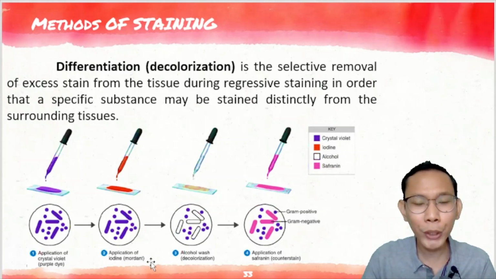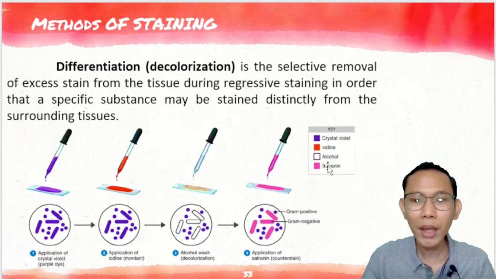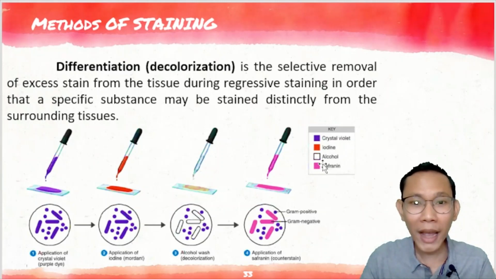The function of the mordant is that it will serve as a bridge between your tissue and your primary stain so that a reaction will occur. So that's the purpose of iodine. Next, alcohol. Dito na yon gusto kong ma-learn nyo, kasi your decolorization is brought about by the alcohol. Alcohol will serve as a decolorizing agent.